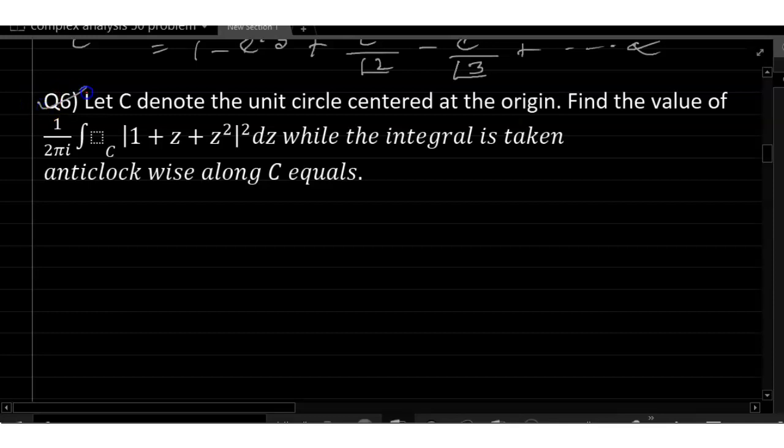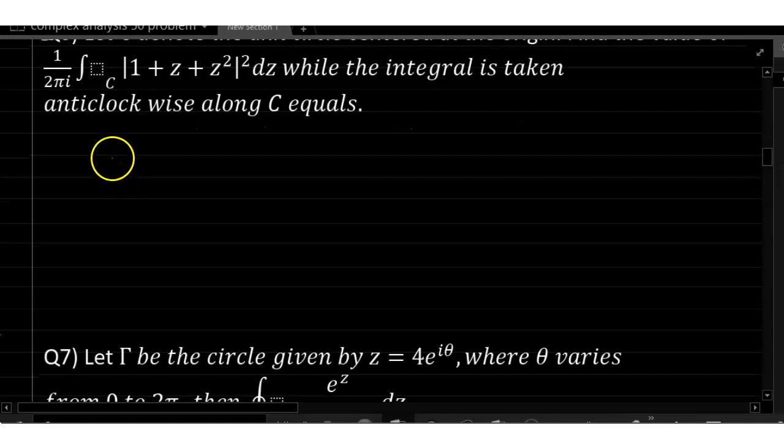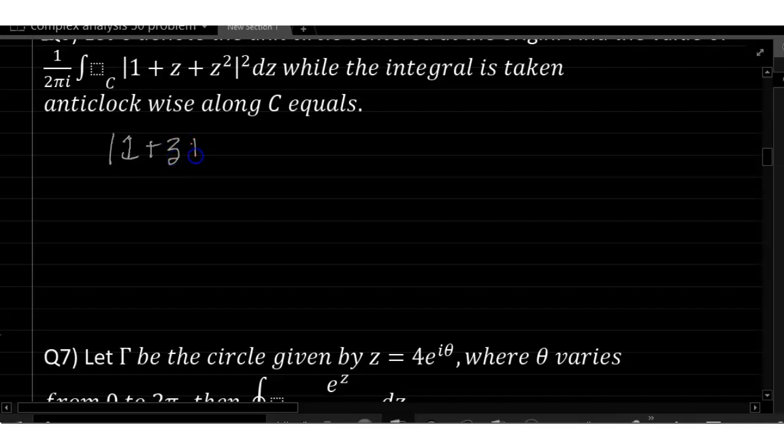Now question number 6. Let C denote the unit circle centered at the origin. Find the value of 1/(2 pi i) times the integral of (1 + z^2)^2, and the integral is taken anti-clockwise along C equals to, now (1 + z^2)^2 equals (1 + z^2) into (1 + z-bar)^2.